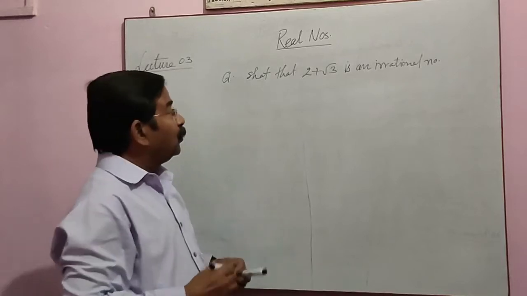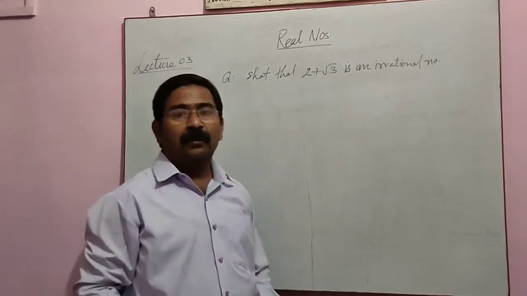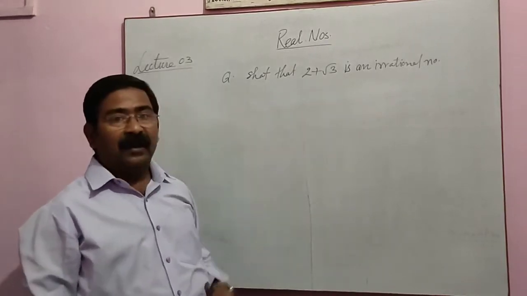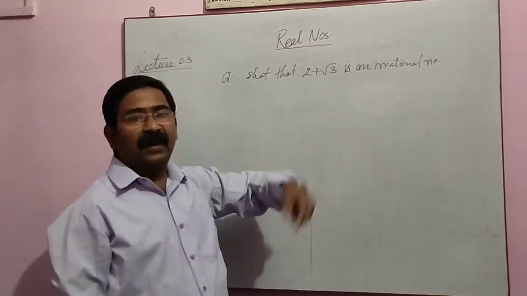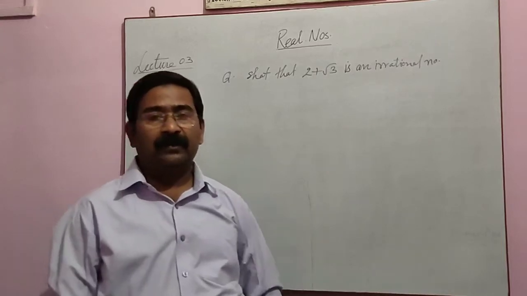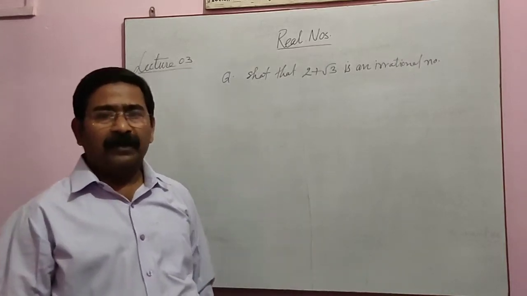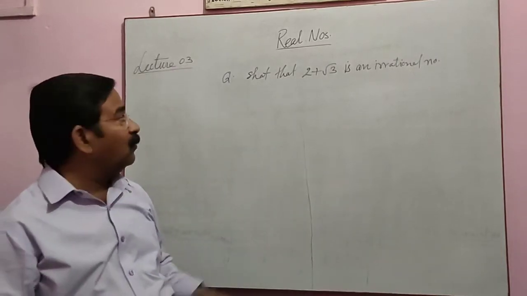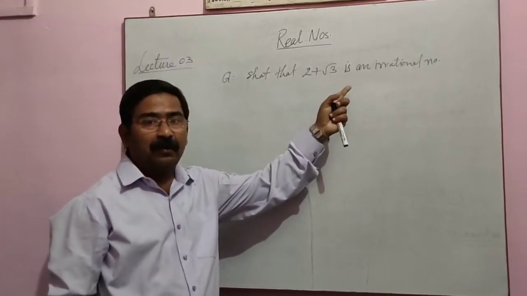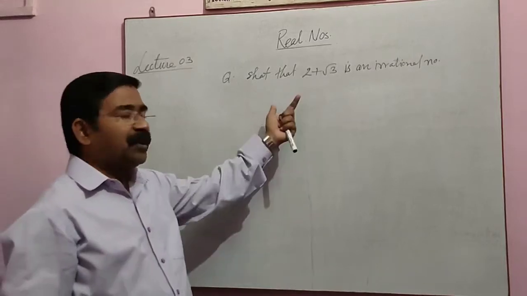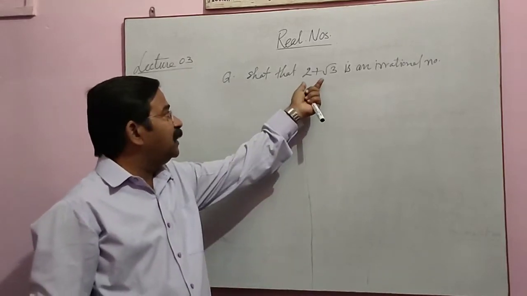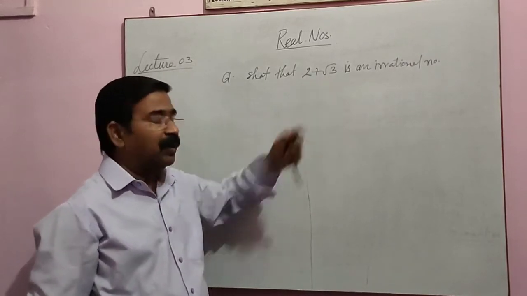See, 2 is a rational number, root 3 is an irrational number. Both, 2 plus root 3 is an irrational number. We have to show it. Very simple method. We have two methods to solve for a rational and irrational number. By the same method, the contradiction method, we will suppose that this is a rational number.